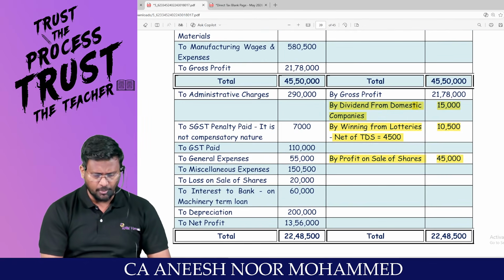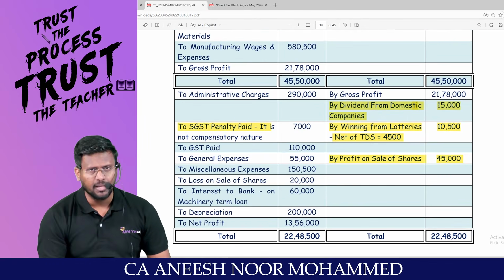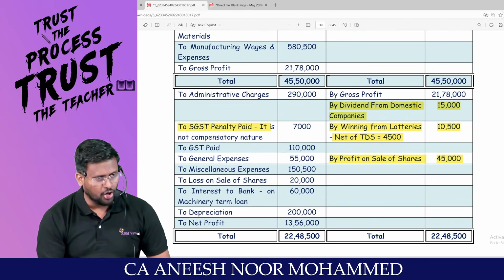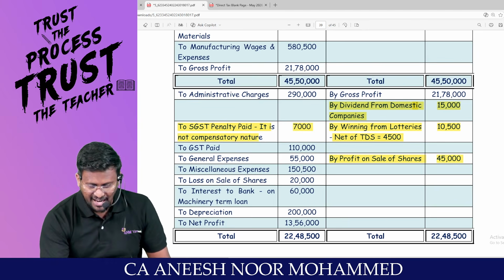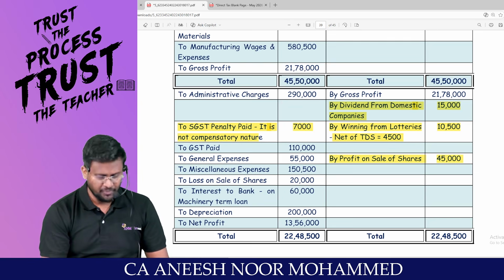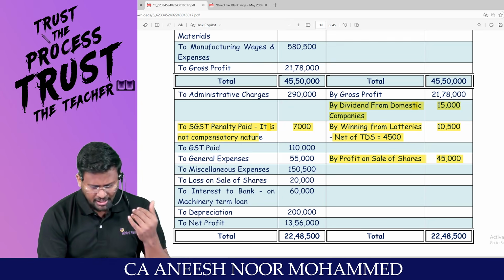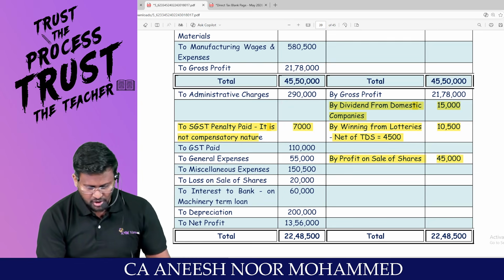Administration charge, no problem. GST penalty paid: penalties are not compensatory in nature, they are imposed for an infraction of law, so should be added back. GST paid allowed, general expense generally allowed, miscellaneous expense generally allowed.